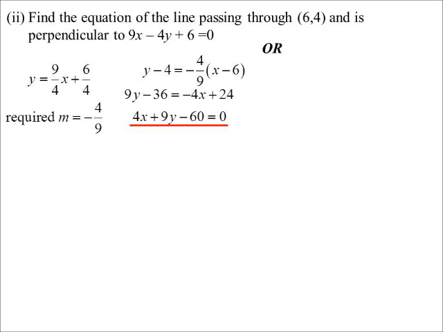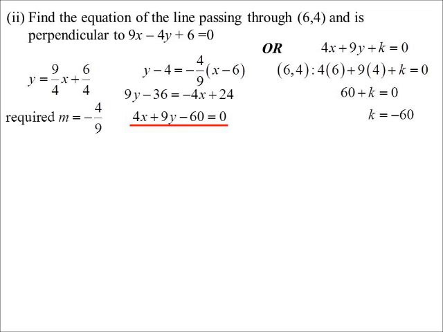Okay, well look, if it's in general form, just have a look at the coefficients of x and y again. Look at the line you were given, look at the line we got. Basically they swap around and the sign changes, and that's because of the negative inverse. So if I realise that, well, if it's perpendicular to 9x minus 4y plus 6, it must be 4x plus 9y plus something. So again, I can just substitute the number in, and we get k is -60.